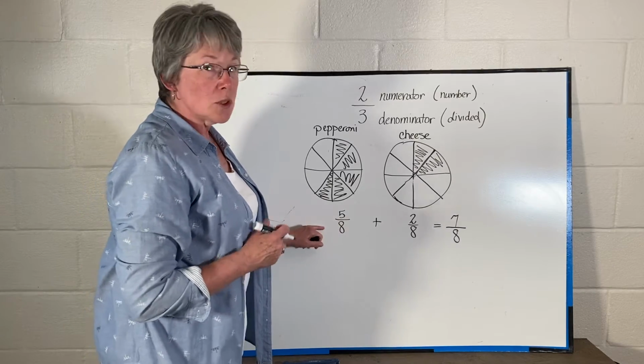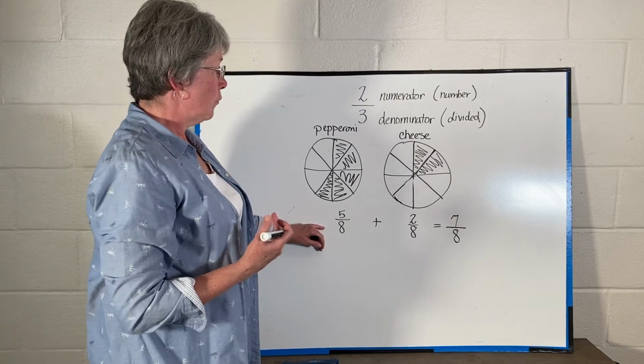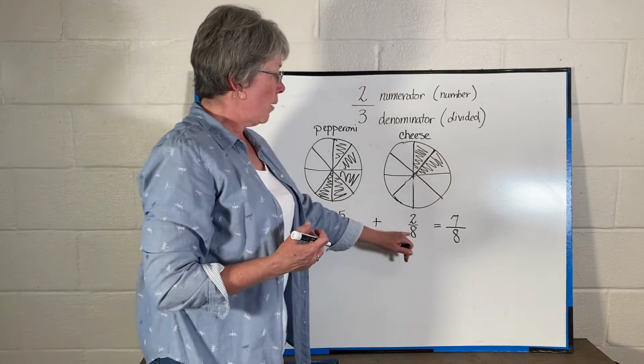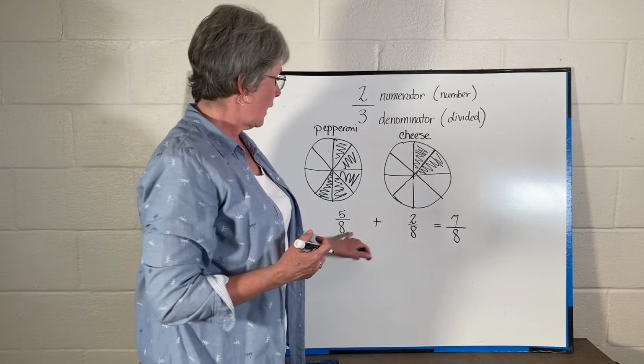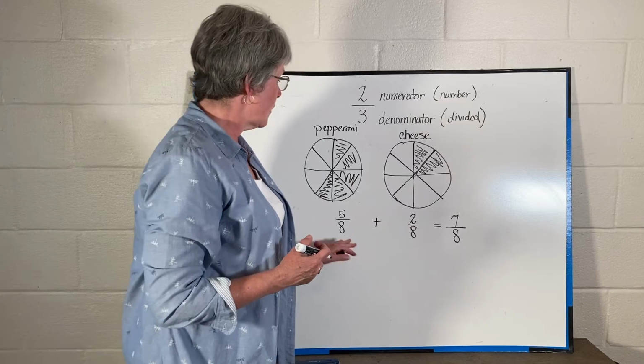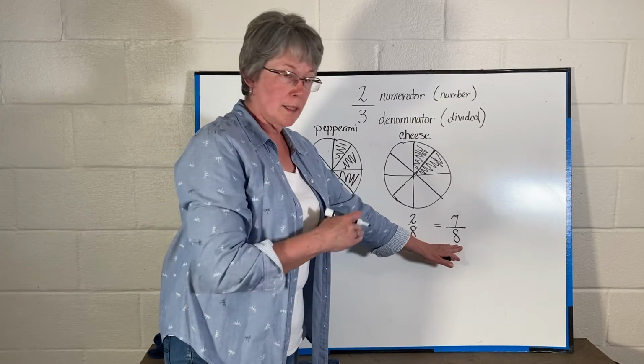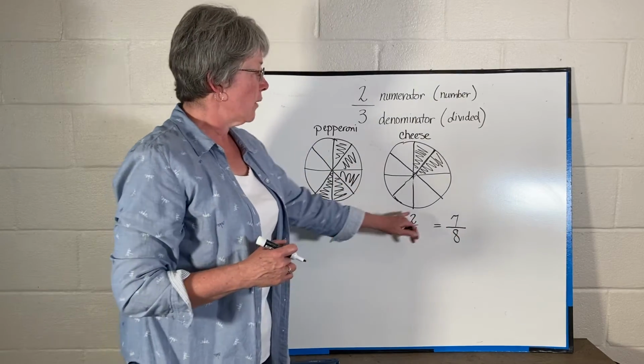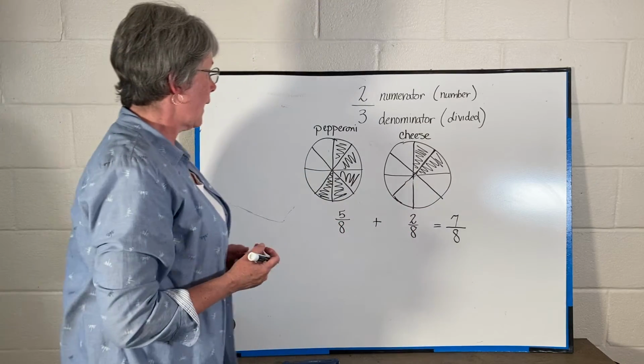Now the question you should ask when you're adding fractions is: is the denominator the same in all the fractions? And if it is, you just move it on over, write it in the bottom, and then you add the top like you normally add.